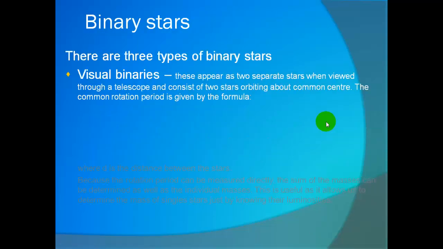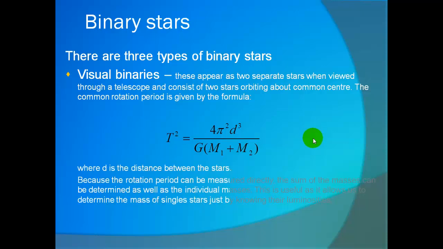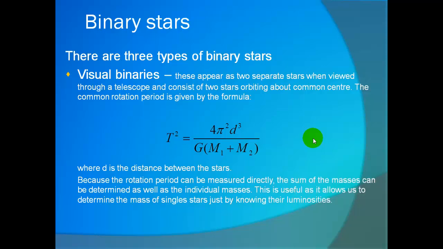Three types of binary stars. Visual binaries. These are the clearest because you can see the two different stars. You can see how quickly they orbit each other. You can easily determine the time period. If you know the distance between them and you know the speed that they're moving at, then you can work out their masses easily enough. So it helps you to solve many problems about finding out the masses, the distances, and so on.